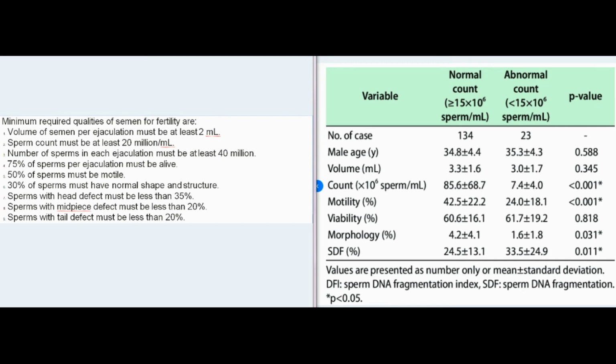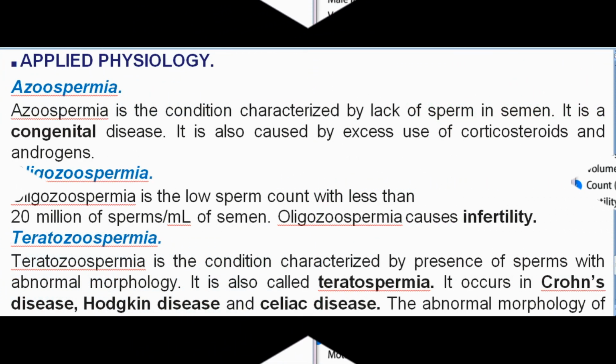Applied physiology. Azoospermia. Azoospermia is the condition characterized by lack of sperm in semen. It is a congenital disease. It is also caused by excess use of corticosteroids and androgens. Oligospermia. Oligospermia is the low sperm count with less than 20 million of sperm/ml of semen. Oligospermia causes infertility.